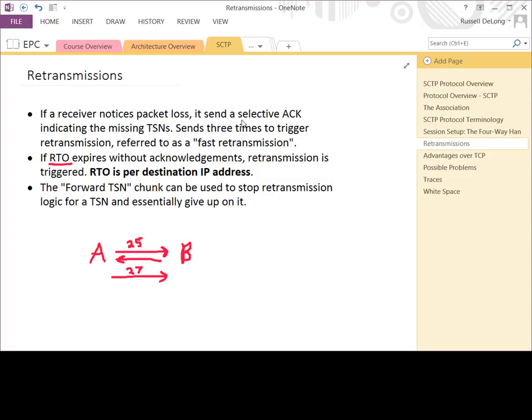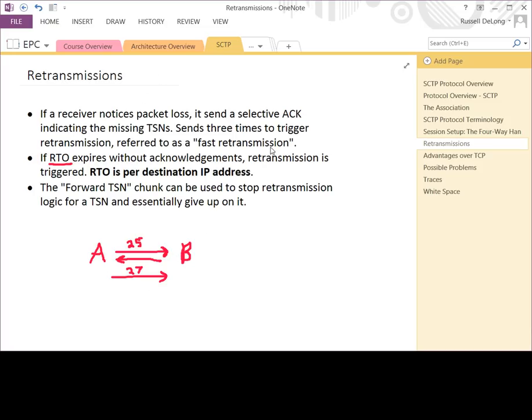Selective ACK is where he says what he has received as opposed to what he hasn't, where he actually sort of cherry picks and says I have this, but I didn't get this. That's what a selective acknowledgement is. He's selectively acknowledging some TSNs without acknowledging all of them. So he can resend that 3 times to say, hey, retransmit.